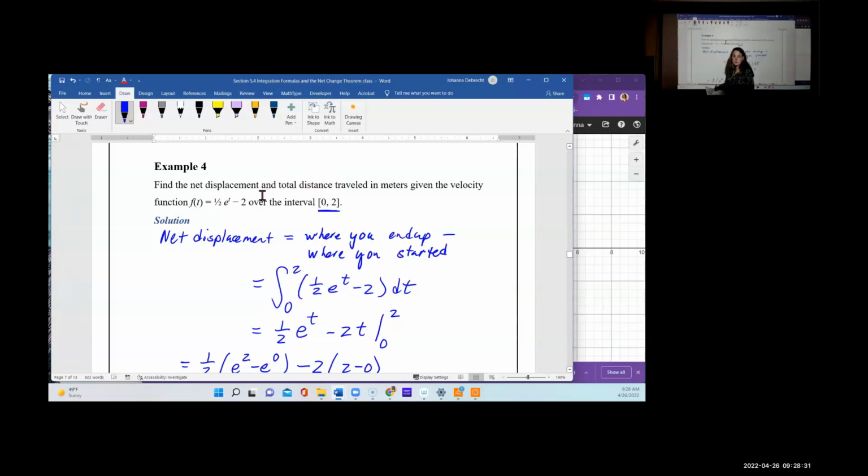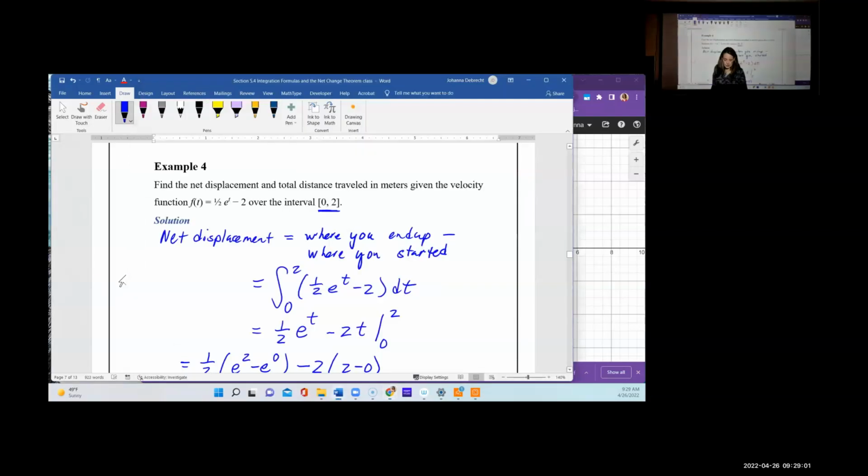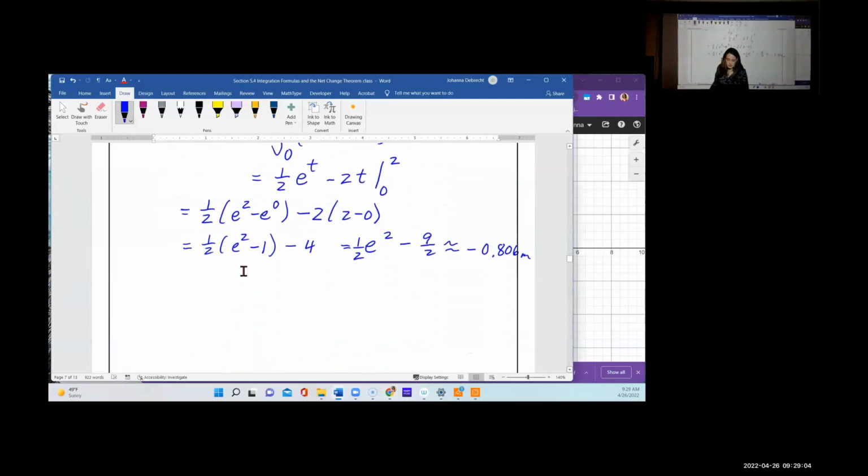Now, total distance traveled means that we have to do a reflection on the part of the graph that falls below the axis. So we're looking at the graph right here, and we can see that part of the graph is below the x-axis. And so we need to reflect that part of the graph above the x-axis. But the first thing is we have to figure out what this value of x is here, where it crosses the x-axis. So to find total distance, we first need to find the x-intercept.